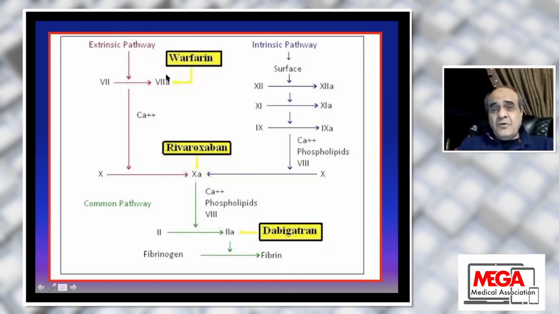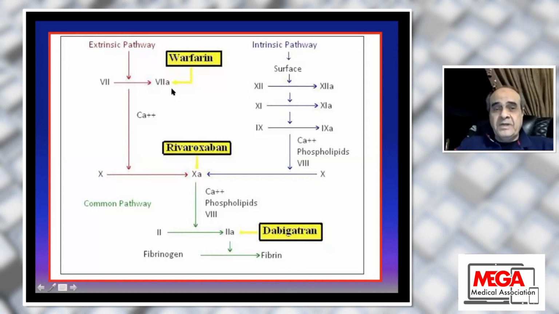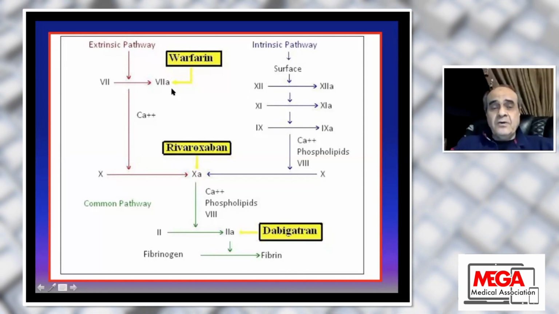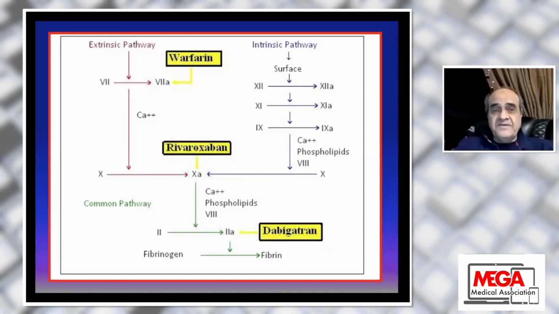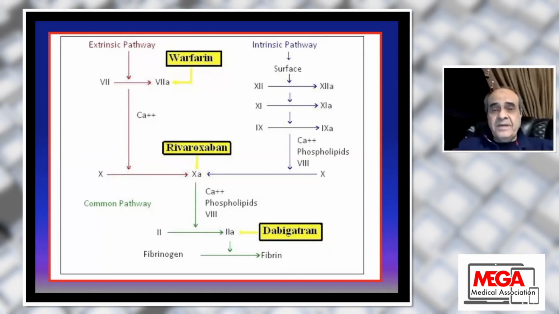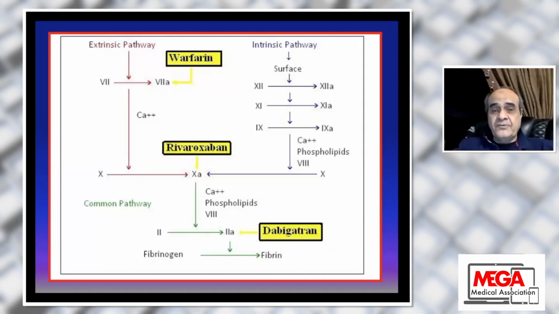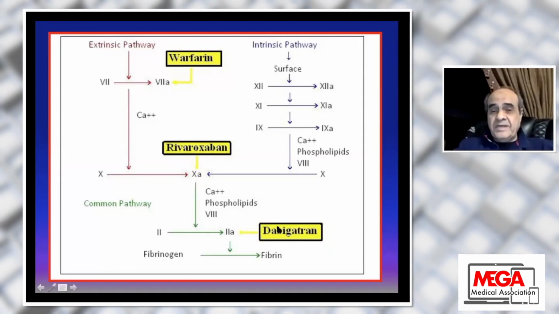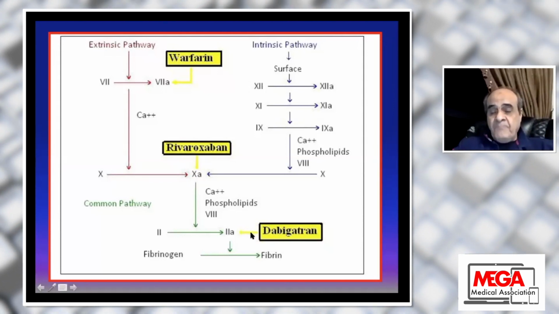As we know, warfarin will work here. It will interfere with the synthesis of factors 2, 7, 9, and 10. Also, rivaroxaban, one of the DOACs, acts on factor 10. Dabigatran also acts on thrombin, or factor 2.